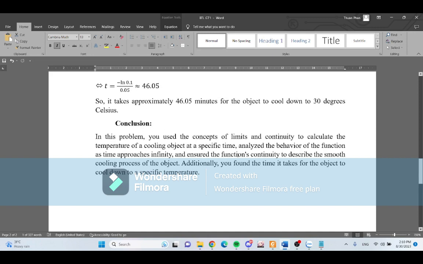And in conclusion, this comprehensive problem demonstrates the practical application of calculus concepts, limits, and continuity in comprehending the cooling process of a hot object over time. By utilizing these mathematical principles, you gain insights into the cooling trend, ensure the smooth transition of temperature, and calculate the time required for the object to cool to a specific temperature. This real-world scenario exemplifies the versatile utility of calculus in understanding natural phenomena.